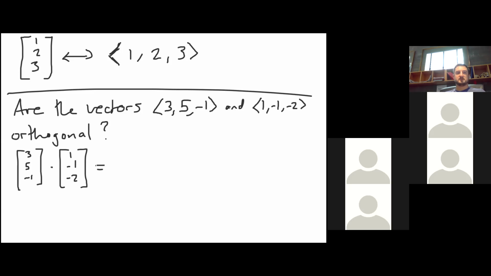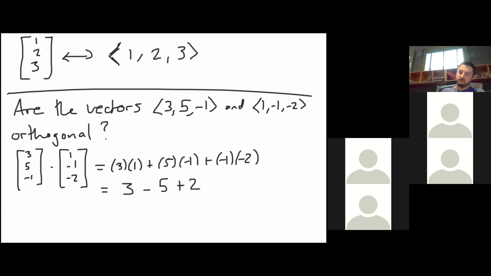Do the dot product, and it's just multiply the corresponding entries and add them all together. So this is going to be 3 times 1 plus 5 times negative 1 plus negative 1 times negative 2, which gives me 3 minus 5 plus 2, which is equal to 0. So again, the vectors that we were given are orthogonal.